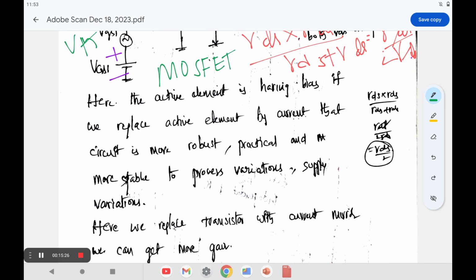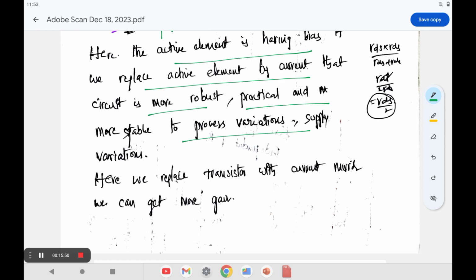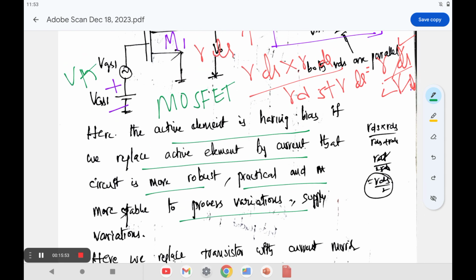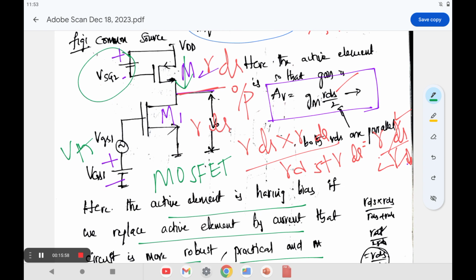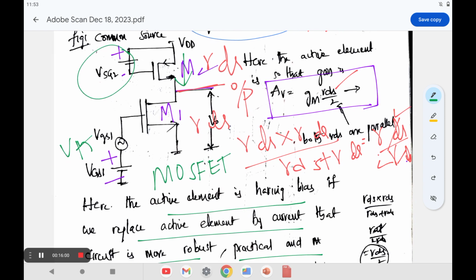So for that purpose, an active element is used for biasing. If you are replacing it with an active element, this is very robust and practically more stable to variations in the supply. But the problem is that with a transistor with a current mirror, we can get more current. Suppose these are the issues. If you are replacing the corresponding device with a current mirror, you can definitely get a maximum constant current.